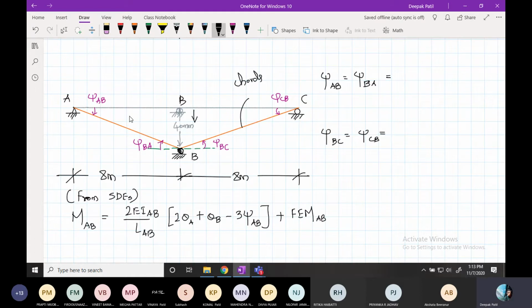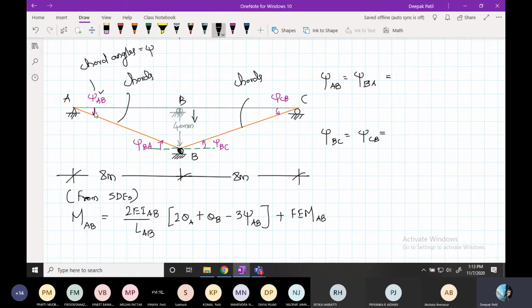I have already explained this. These are actually called chords. And the angle made by the original shape of the beam to the chord is called the chord angle. These are chord angles, that is, psi are called chord angles. Now you need to find these chord angles.